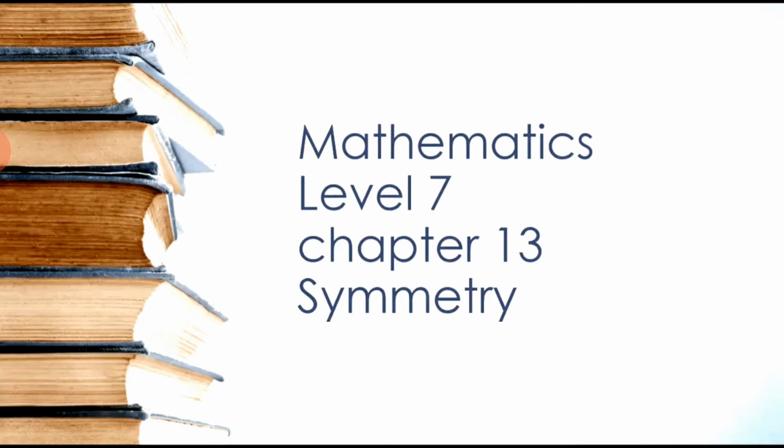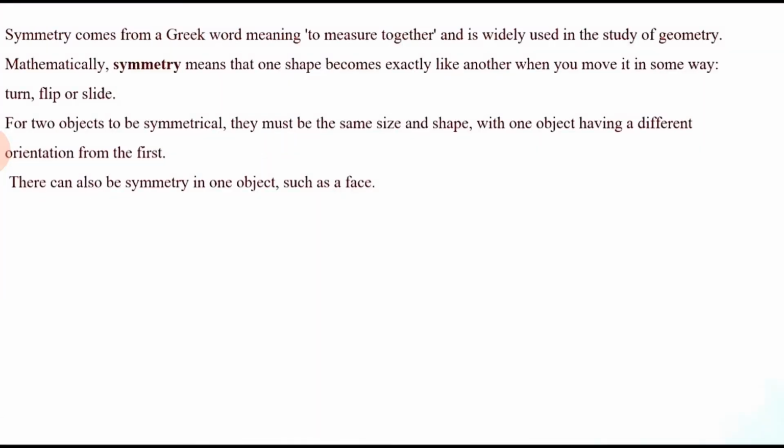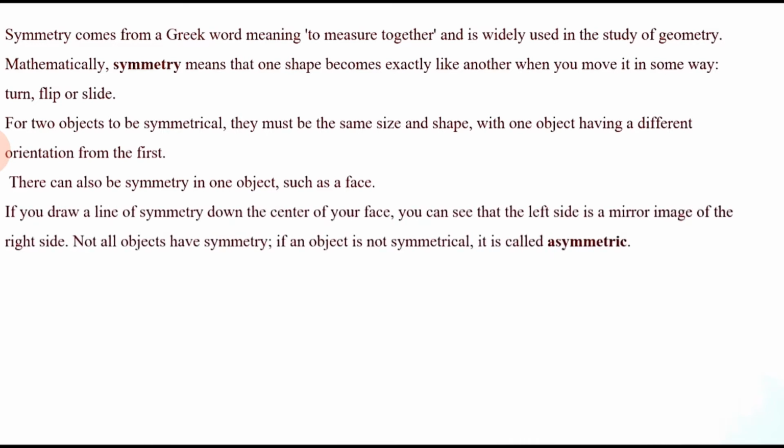What is a symmetry? Symmetry comes from the word syn, which means together, and metron is a measure. And they can't be together if there is just one thing. So, symmetry is the quality of being made up of exactly similar parts facing each other or around an axis. Okay, it is a quality of being made up of exactly similar parts. Clear? So, symmetry comes from a Greek word meaning to measure together and is widely used in the study of geometry.